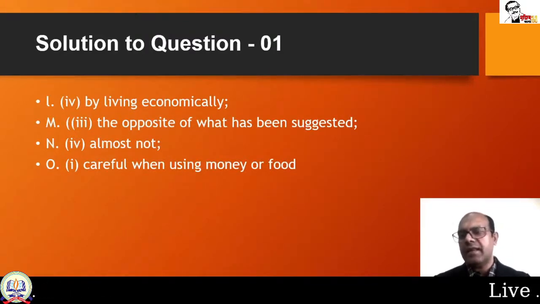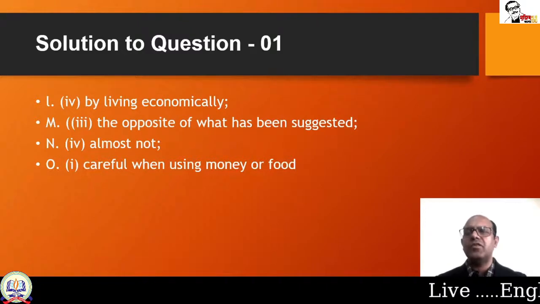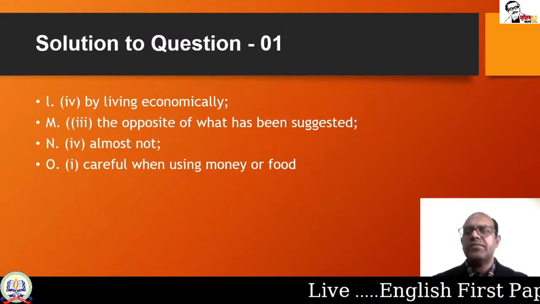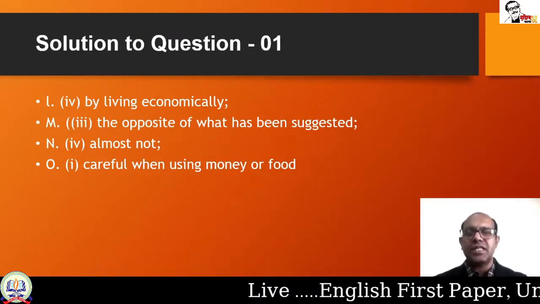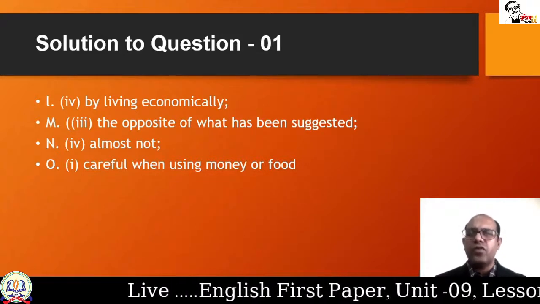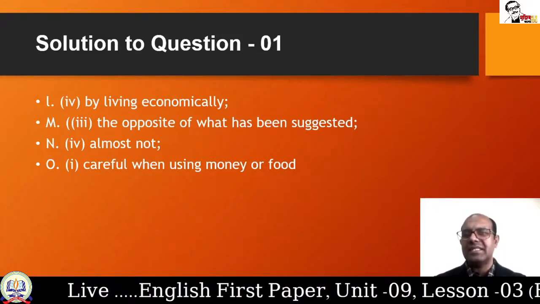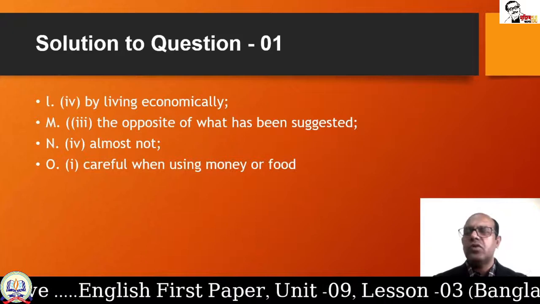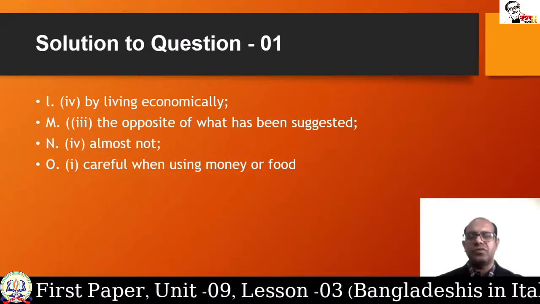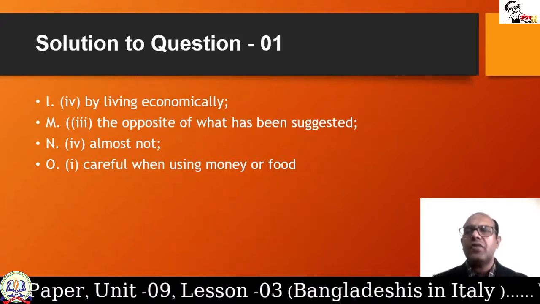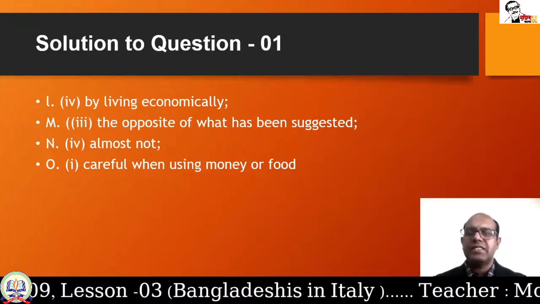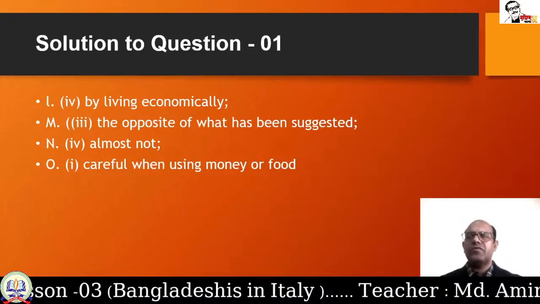Now question L, option 4, by living economically, is the correct answer. Question M, option 3, the opposite of what has been suggested, is the correct answer. For question N, option 4, almost not, is the correct answer. And for question O, option 1, careful when using money or food. So those who have already given their answer in the inbox, please check whether all of your answers are right or wrong.